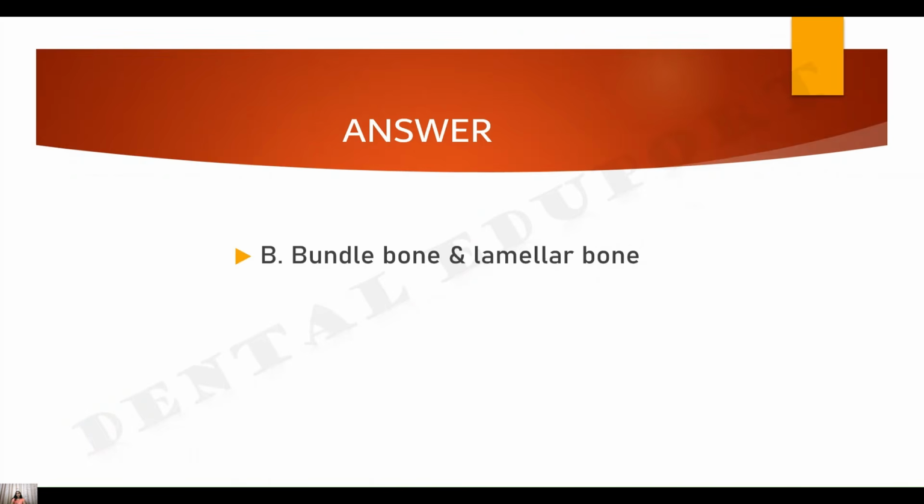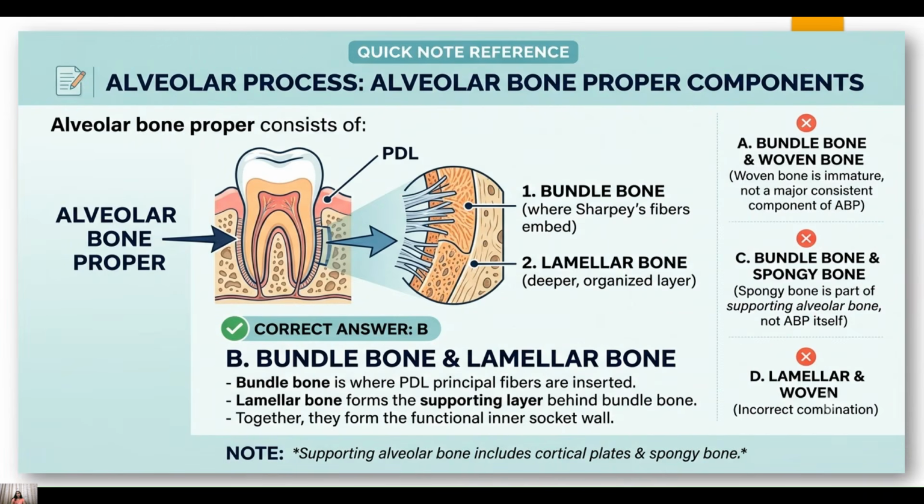The alveolar process is divided into 2 parts. Supporting bone, which includes the outer cortical plates and inner spongy bone, and the alveolar bone proper, which is the inner socket bone. Histologically, the alveolar bone proper consists of 2 distinct layers. Bundle bone, where the principal Sharpey's fibers of the periodontal ligament embed, and the lamellar bone, which forms the deeper organized layer behind the bundle bone. So remember, bundle bone plus lamellar bone makes up the alveolar bone proper.